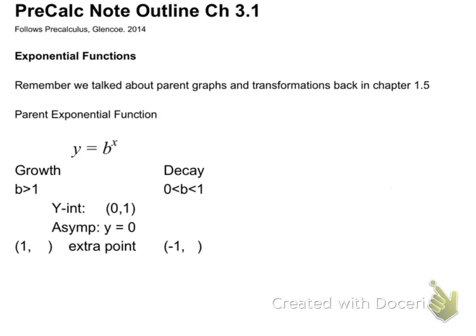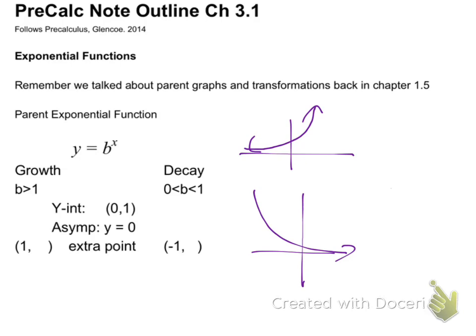The only difference between the two graphs is obviously the direction that it moves, but the other part is I need one more piece of information to make a really good graph. And so what that is, is that I need to find an extra point. Because, this is why. Exponential growth graphs, guys, start low, end up high. Decay starts high, ends up low. Right? We've done this before.